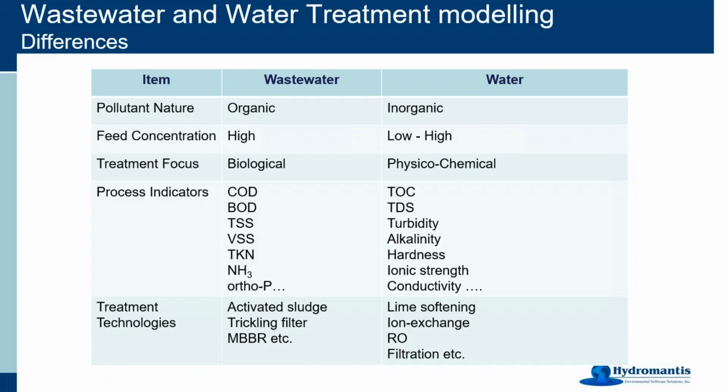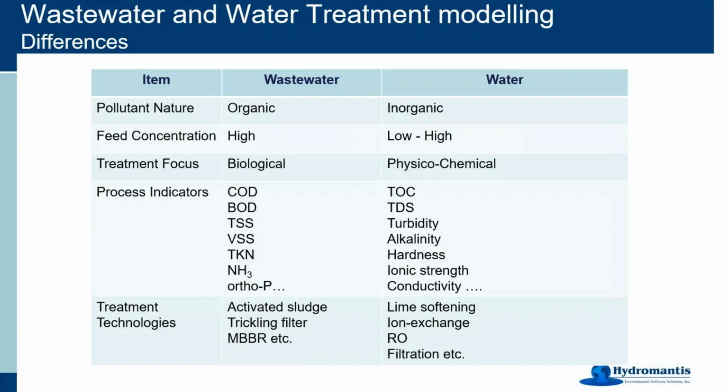Some of the process indicators that wastewater engineers are familiar with are COD, BOD, and TSS. These are very typical indicators that a process engineer working in the wastewater field is quite familiar with. The treatment technologies are again focused mostly on the biological side, and typically you will see activated sludge processes, trickling filters, and MBBR reactors, and several variations of these technologies.